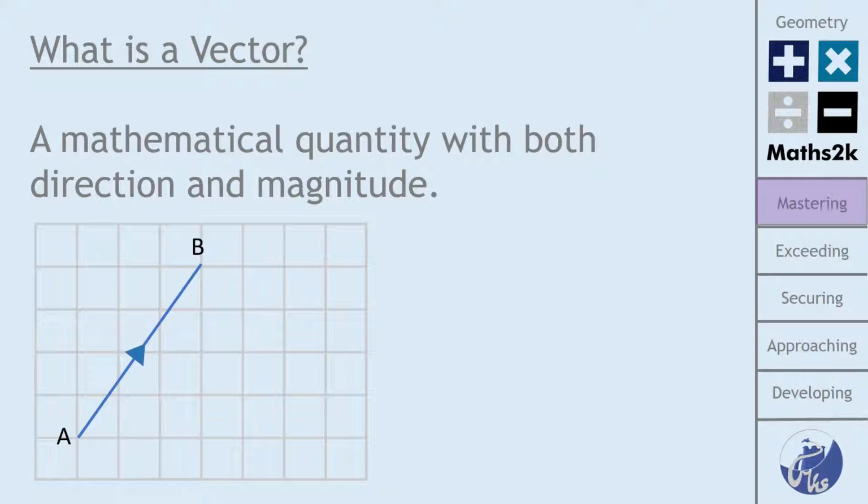Now, another way of showing the notation for a vector is to use a lowercase letter but in bold. Here we've got the lowercase a in bold print, and this is something that you would see in a number of questions as well to describe a vector.